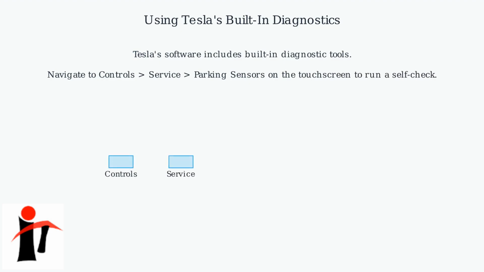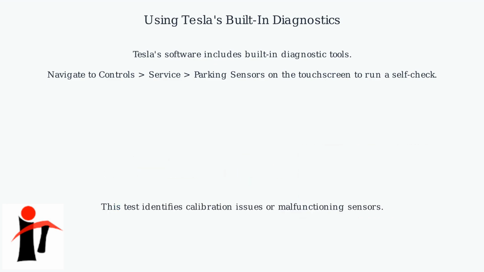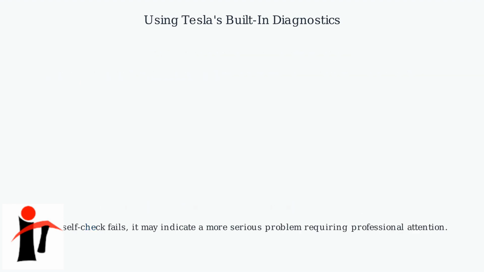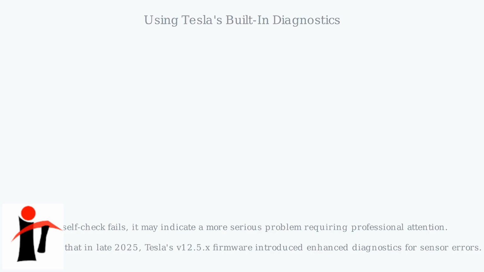Tesla's software includes built-in diagnostic tools. Navigate to Controls, Service, Parking Sensors on the touchscreen to run a self-check. This test identifies calibration issues or malfunctioning sensors. If the self-check fails, it may indicate a more serious problem requiring professional attention. Keep in mind that in late 2025, Tesla's V12.5.x firmware introduced enhanced diagnostics for sensor errors.